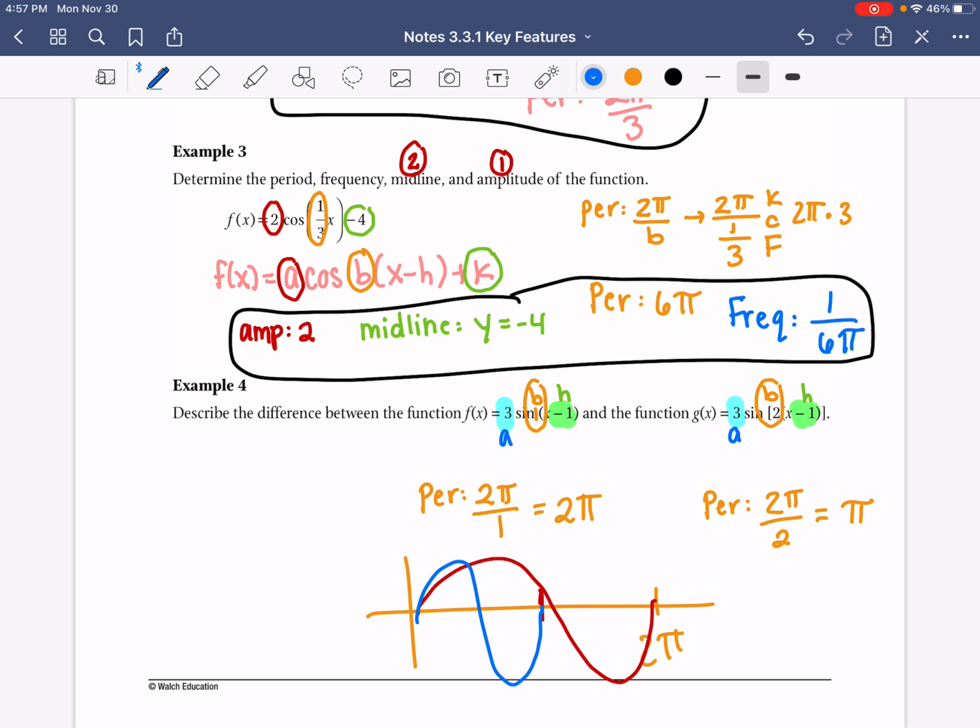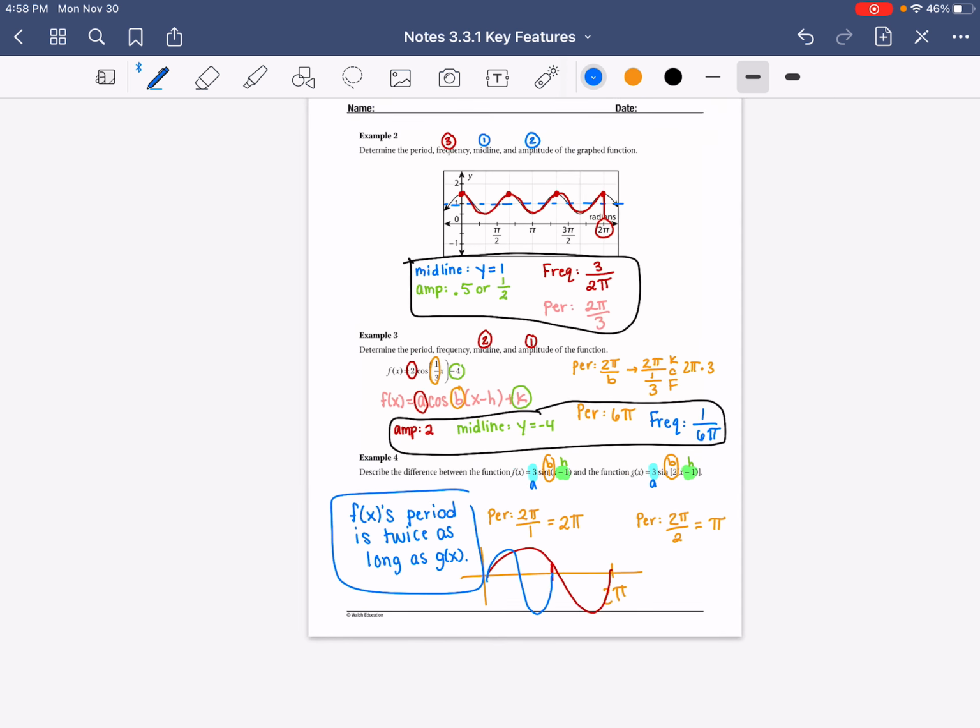Okay. So the question was, describe the difference. One's f of x, and one's g of x. F of x's period is twice as long. It took 2 pi to complete a curve, and g of x only took pi. So the difference is f of x's period is twice as long. And those are all of our examples.